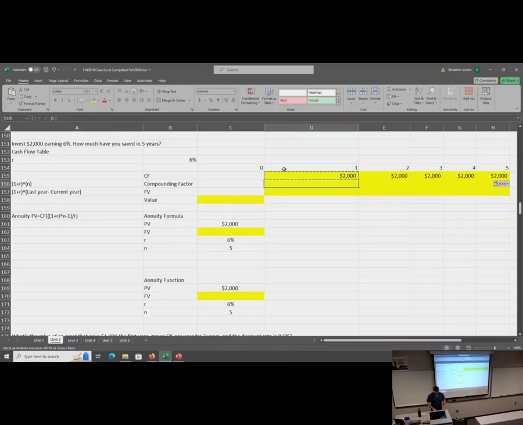So we got our time periods, we've got our cash flows, now we got to get our compounding factor. That's going to be 1 plus our growth rate, raised to how long we're saving up for, right? Which is going to be the last year minus the current year. Can anyone remind me why I'm taking the last year minus the first year here, or the current year?